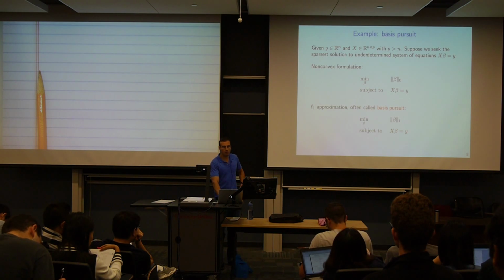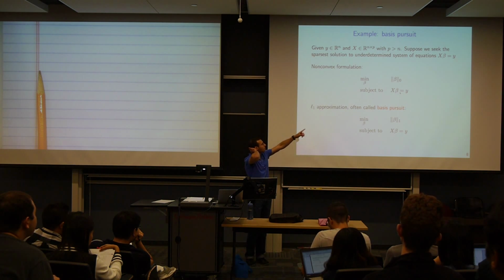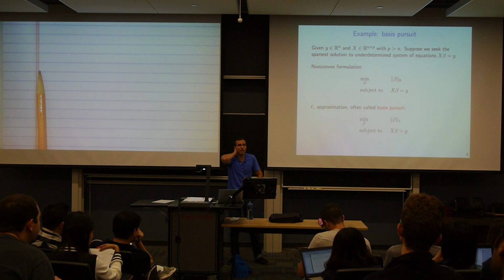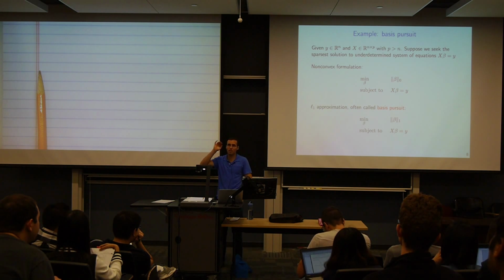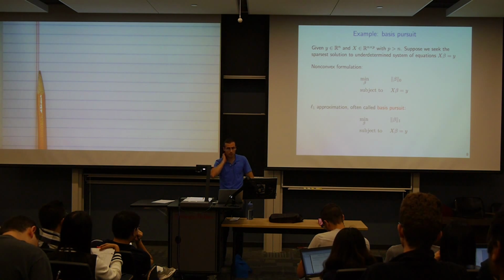The sparsest solution to a linear system of equations would be given by solving this non-convex problem: minimize the L0 norm of beta subject to x beta equals y, where the L0 norm just counts the number of non-zero elements in the vector beta. So that makes sense why that's the sparsest solution to the linear system.